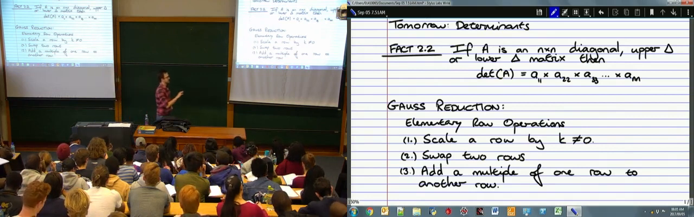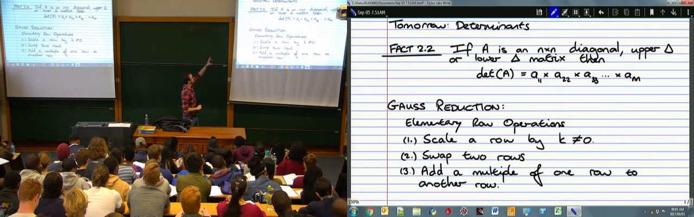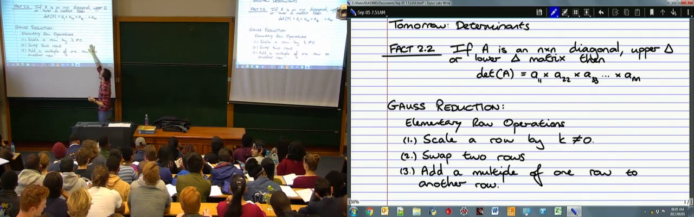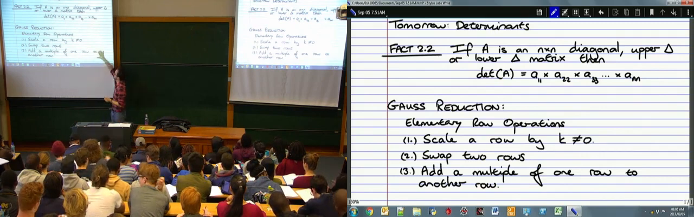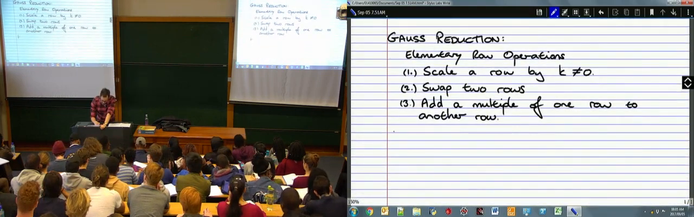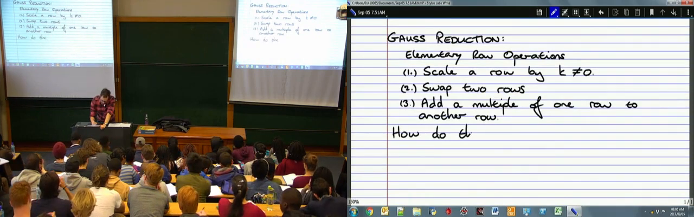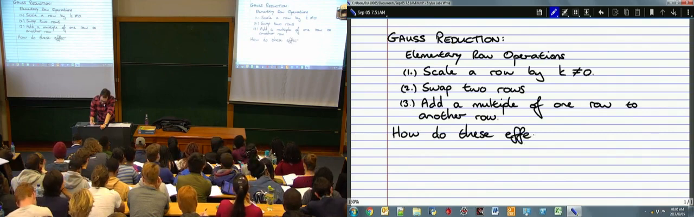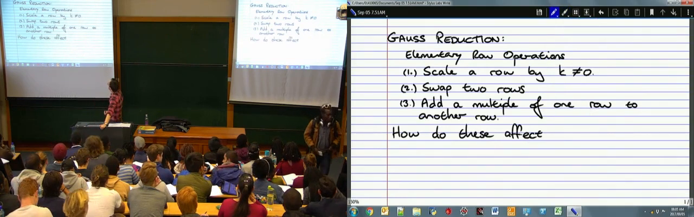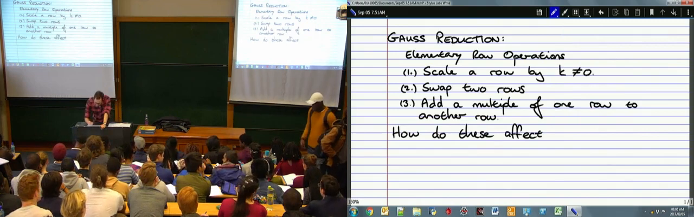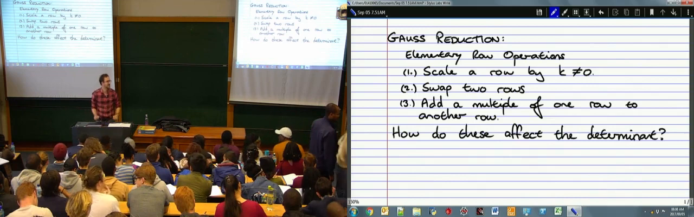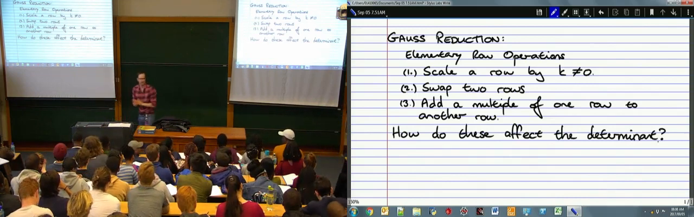So I want to just look at a very simple example. We'll think about a 2x2 matrix. And once we've looked at this 2x2 matrix, we'll maybe be able to make some guesses about the effect that each of these operations has on the determinant. And then we'll try to actually show that those guesses are true. So how do these affect the determinant?